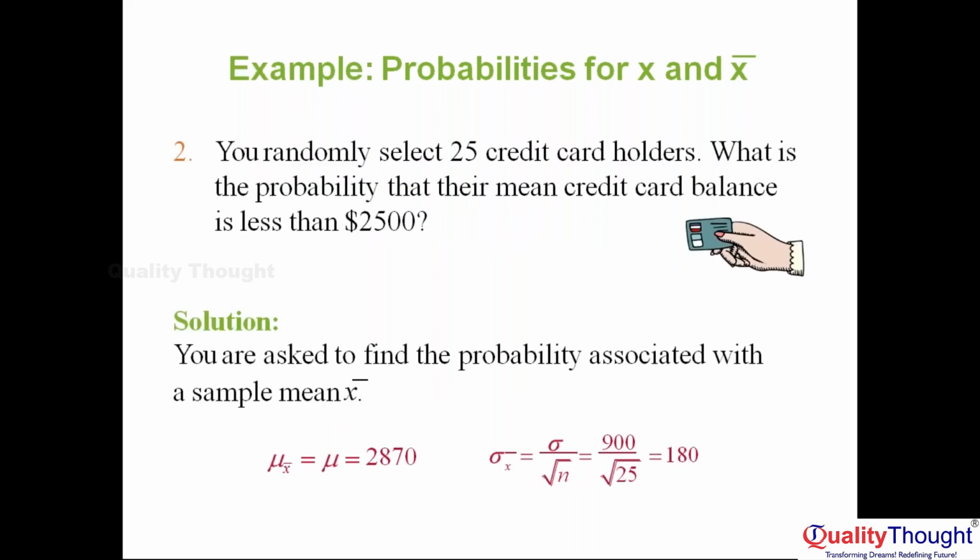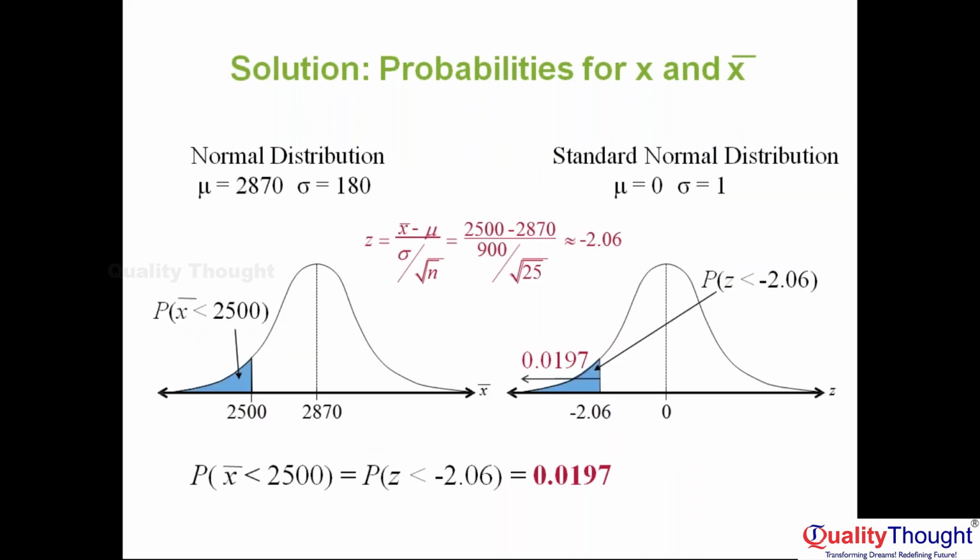So when you randomly select 25 credit card holders, which is less than 30, are we good that we can approximate to a normal distribution or not? Guys, are we good to approximate the normal distribution? Yes, because the population itself is normally distributed. So you can calculate the same way, vice versa.